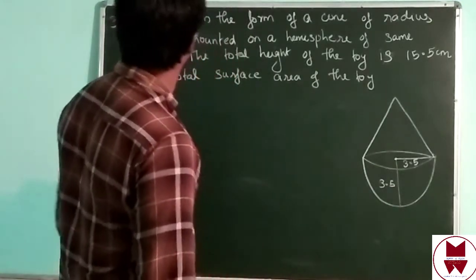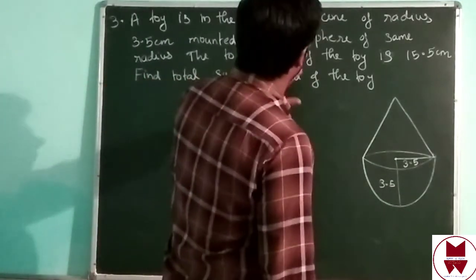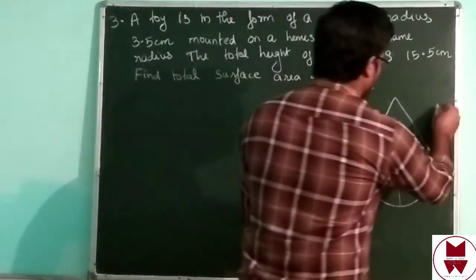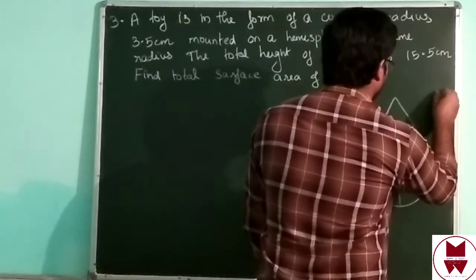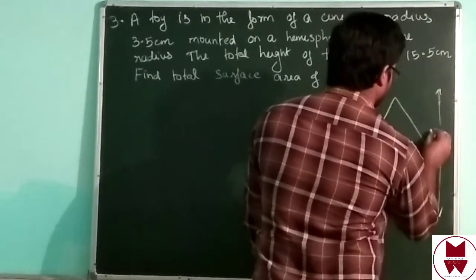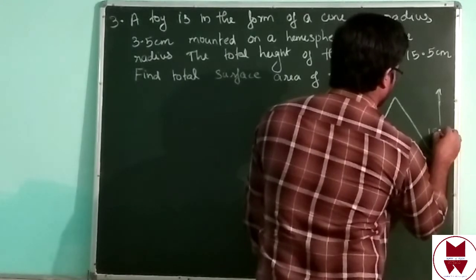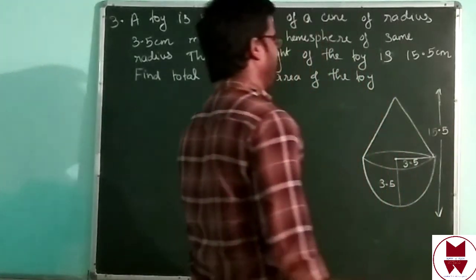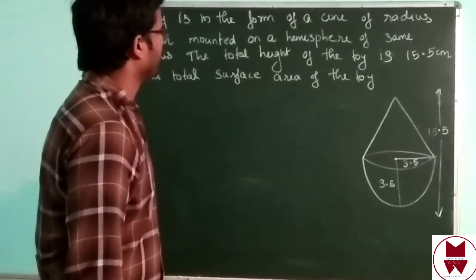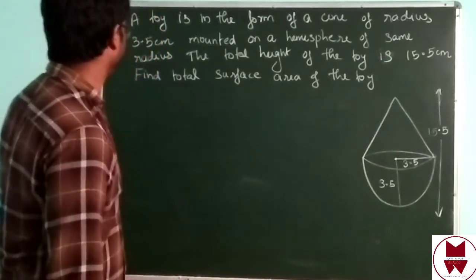Then the total height of the toy is 15.5 centimeter. Total height of toy is 15.5 centimeter. Find the total surface area of the toy.